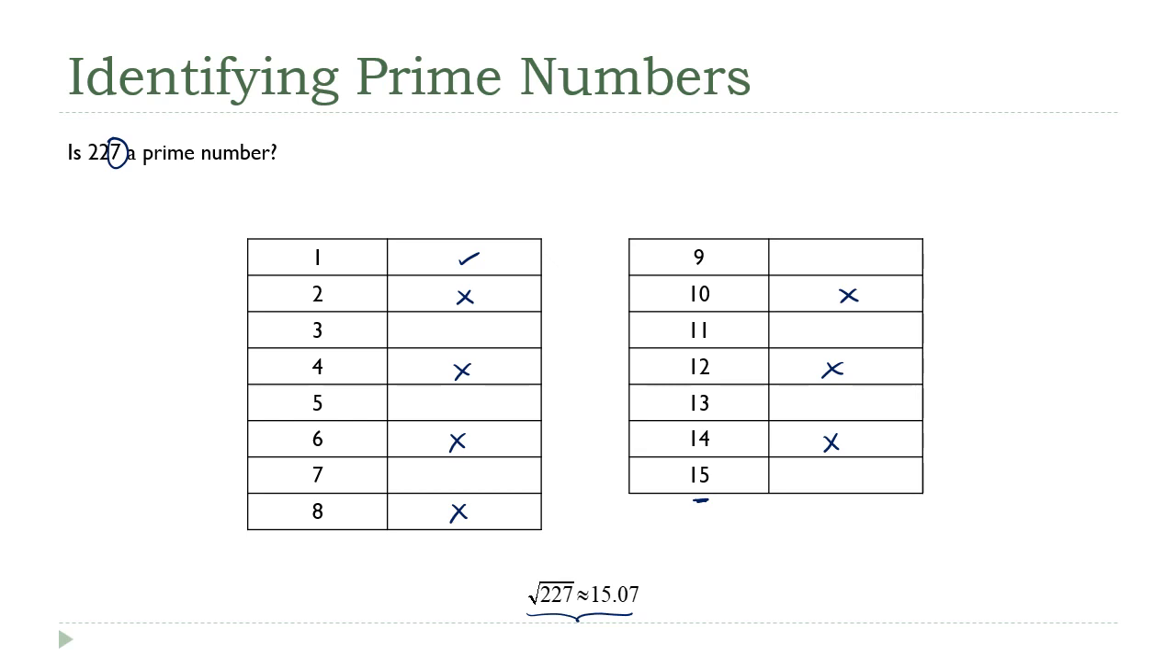Now for 3, look at the sum of the digits. 2 plus 2 plus 7 is 4. 4 plus 7 is 11. 3 does not go into 11, which means 3 does not go into 227. And again, that rules out every multiple of 3. So we're also going to rule out 9, and we're also going to rule out 15. Okay, now let's see. How about 5? Well, the last digit is 7, not 0 or 5. So 5 isn't a factor of 227.